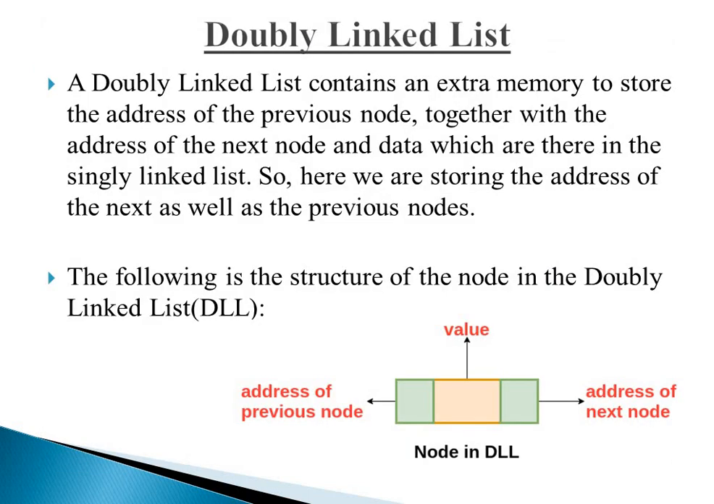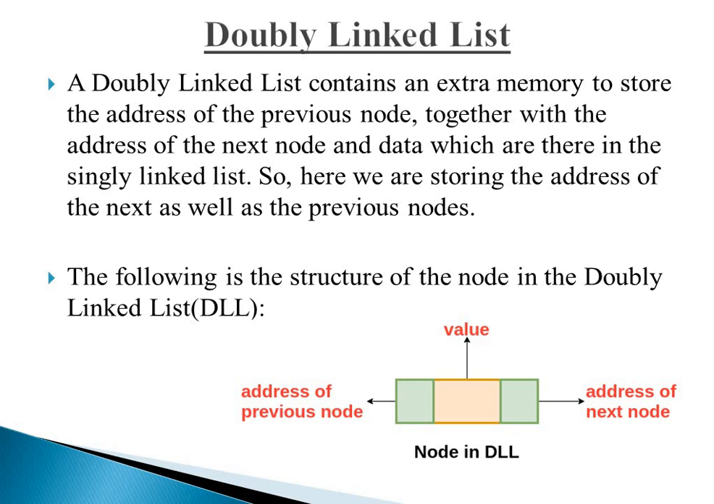Now the second type of linked list is the double linked list. Till now we have seen the single linked list. The second type is a double linked list. A double linked list contains an extra memory to store the address of the previous node, together with the address of the next node and the data which are there in the single linked list. So we are storing the address of the next node as well as the previous node.